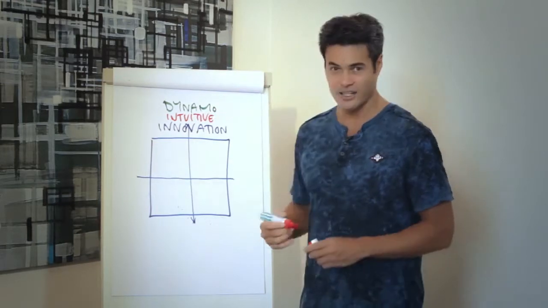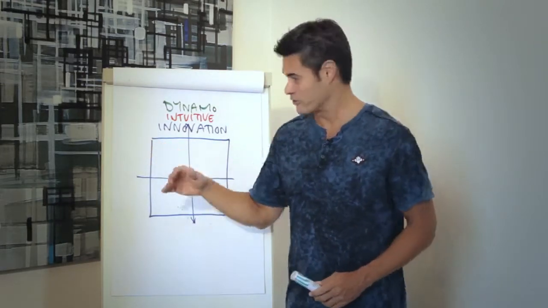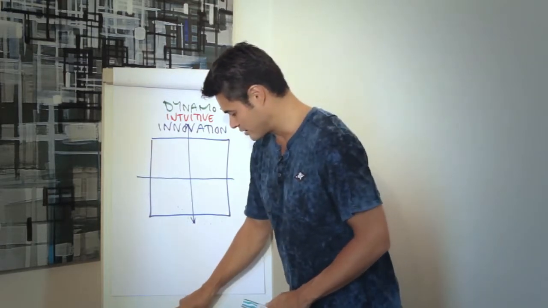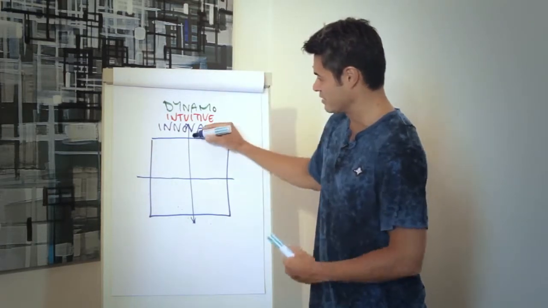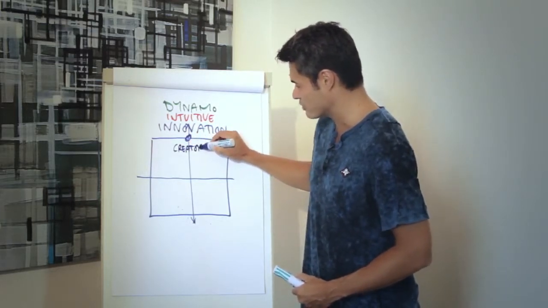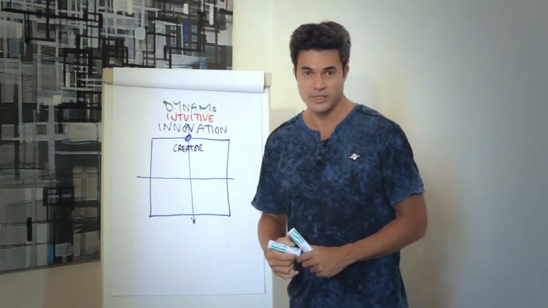Intuitive thinkers are the ones who have their head in the clouds. And so if you're at this level here, then innovation is something natural to you. One of the 8 profiles, which is this one here, is someone called a creator. And a creator is someone who naturally creates new products. It's what they do best.